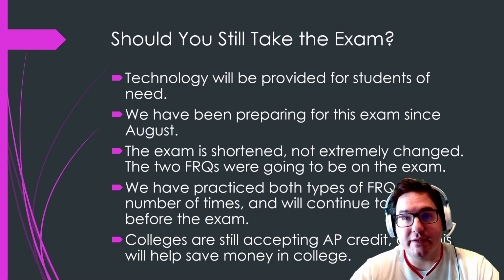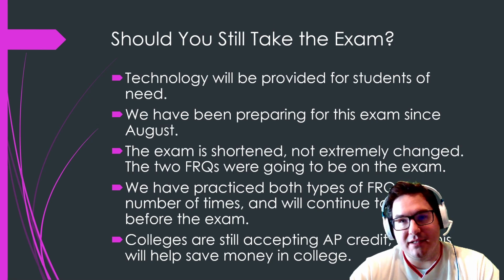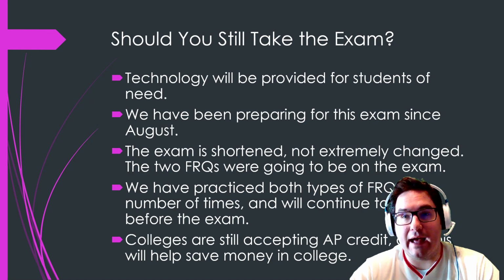We've practiced both of the types of the FRQs that are going to be on this exam, and we will continue to practice these exam types for the rest of the year until we get to that exam. Once we're finished with Unit 9, which shouldn't take very much longer, we're going to start doing all we can to prepare and review for the AP exam with a lot of review sessions and a lot of practice on these types of FRQs so that you have the skills ready to go. And the biggest thing is colleges are still accepting the AP credit, and this is going to help you save money in college, and ultimately because you will be able to skip that class when you get into college and take a higher level class.